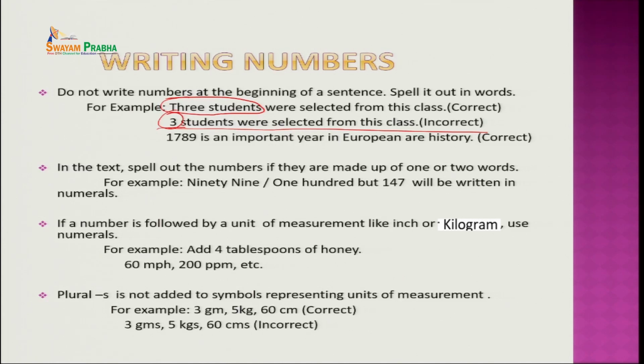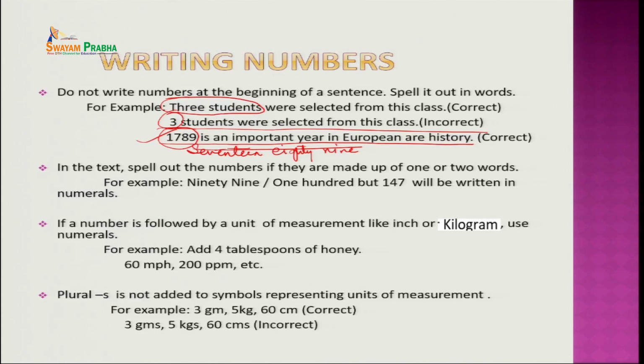But talking about another example, 1789 is an important year in European history. In this case, 1789 very clearly indicates that you cannot write it in words; writing it out in words will create havoc and won't look nice. So that one is wrong. You cannot write like this, but 1789 in numerals is correct.